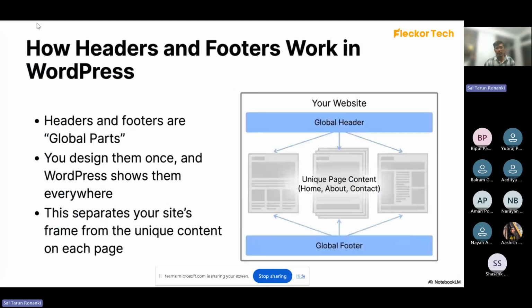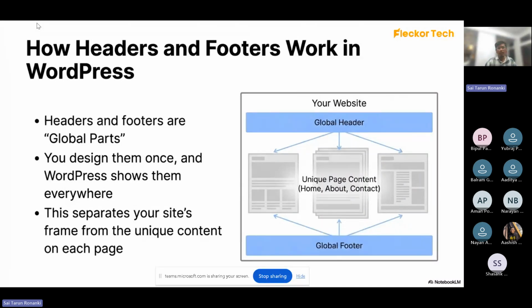And how do header and footer work in WordPress? Header and footer are global parts. You design them once, and WordPress shows them everywhere. At the time of designing, we keep an option on, enabled for all pages. Once we turn on that option, it will be enabled for all pages on the website. This separates your site frame from the unique content on each page. It sits outside the pages, it's constant and won't change for any page of the website.